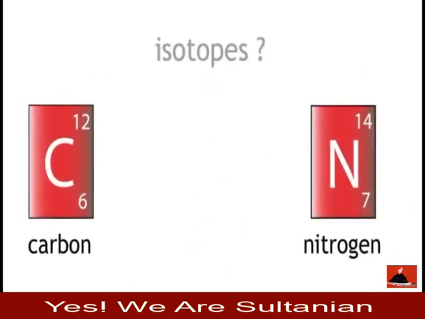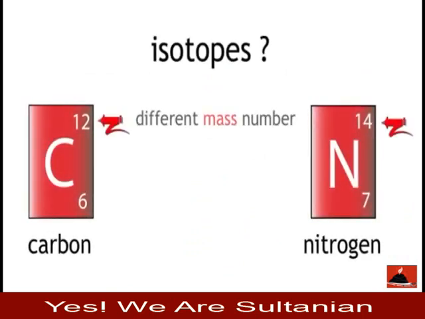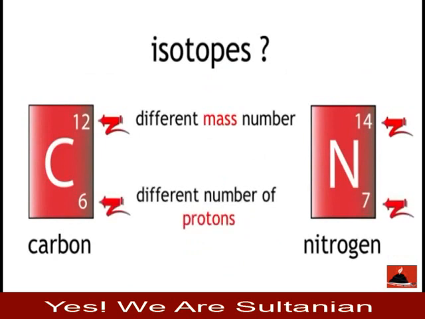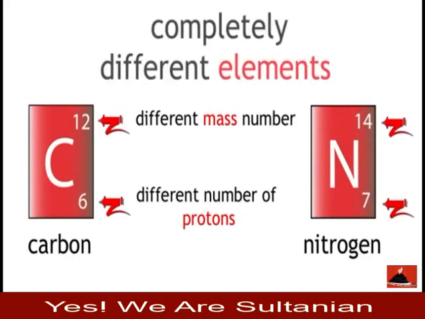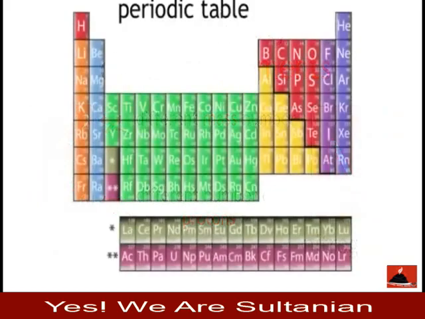If we look at carbon and nitrogen, are they isotopes? They have different mass numbers, but they also have a different number of protons. Therefore, they are not isotopes. They are completely different elements. Different isotopes of elements do not have separate positions on the periodic table. They occupy the same spot because they have the same number of protons.